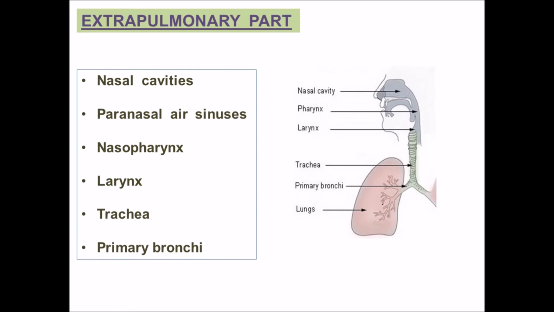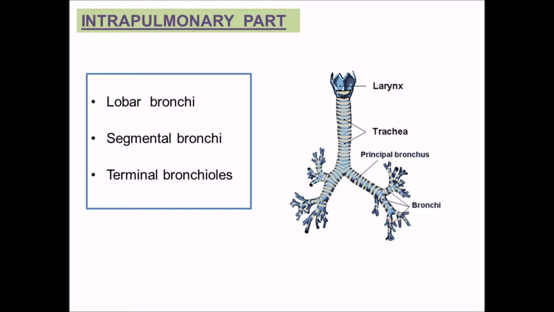The extrapulmonary part consists of nasal cavities, paranasal sinuses, nasopharynx, larynx, trachea and principal bronchi. The intrapulmonary part consists of lobar bronchi, segmental or tertiary bronchi and terminal bronchioles.